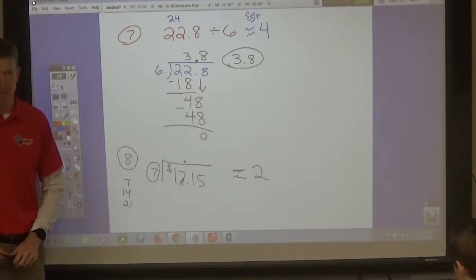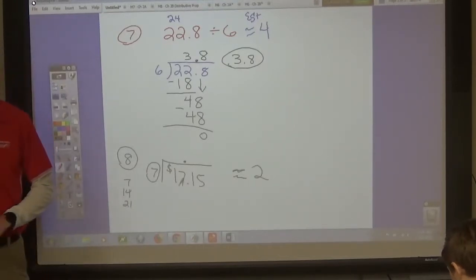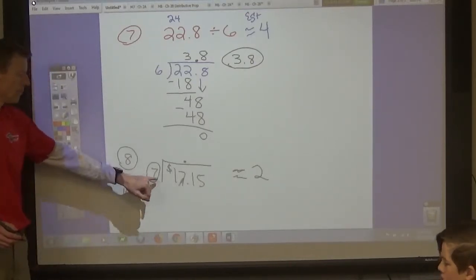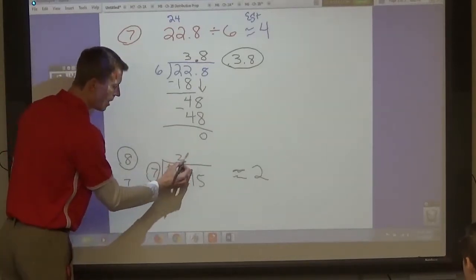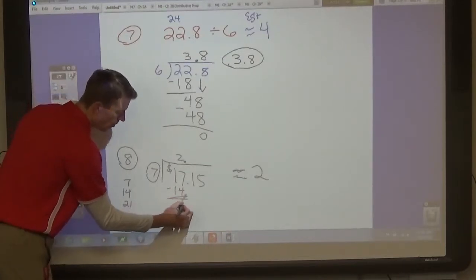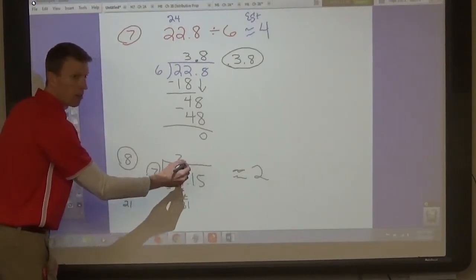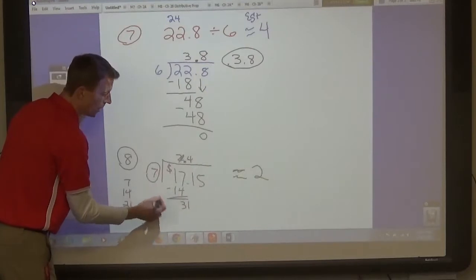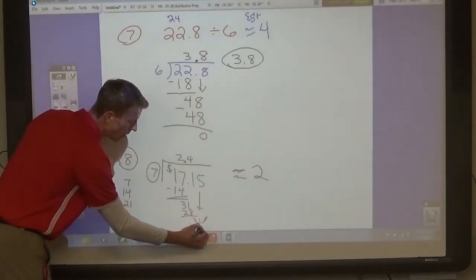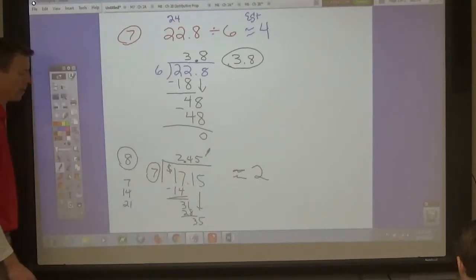Wait, can I get a remainder? Yeah, what if you get a remainder? So I got a remainder on number 8. Number 8? Well, 7 would go into 14 2 times, so that goes above the 7. Then we get 3, bring down the 1. 7 goes into 31 how many times? 4 times. 4 times 7 is 28. Remainder 3, bring down the 5. 7 goes into 35 5 times. So I didn't get a remainder in that one.